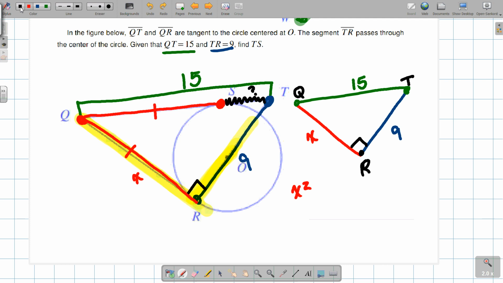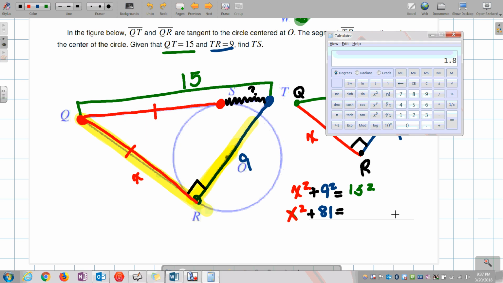So we have X squared plus 9 squared equals 15 squared. Now I'm going to combine a few steps. Don't let this freak you out. We have X squared, whoops, let me keep my color straight here. X squared plus 81. That's 9 times 9. Equals 15 squared, which is 225.